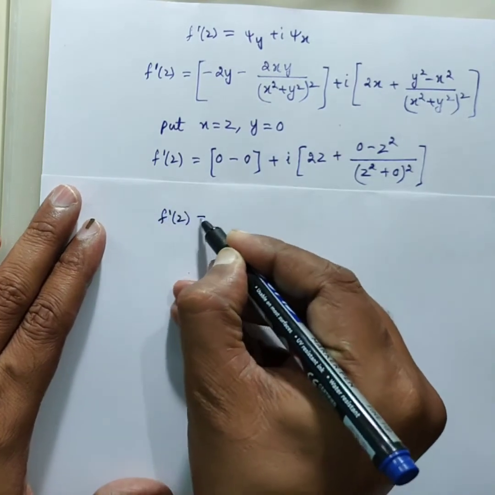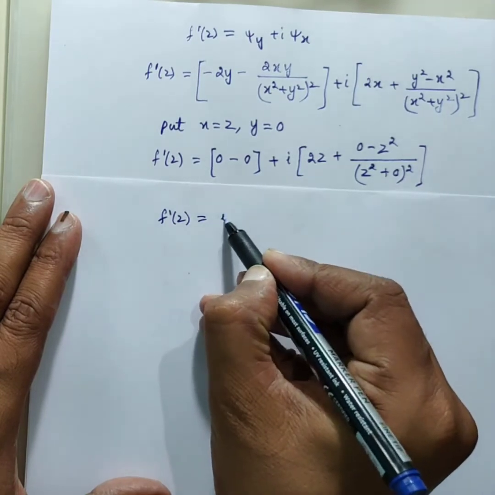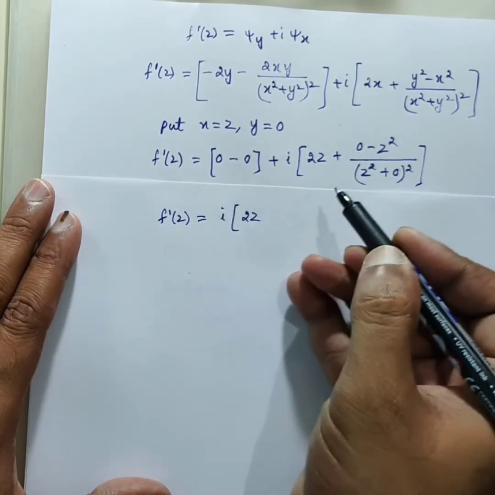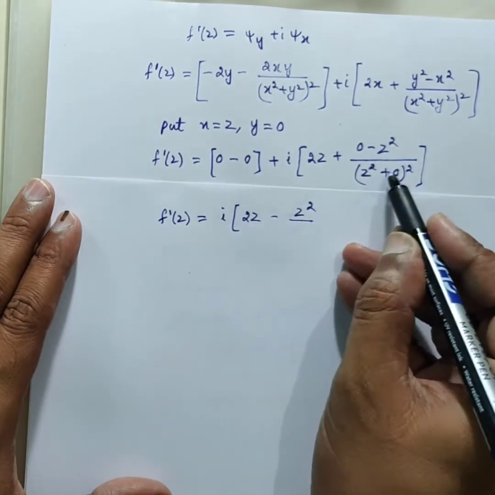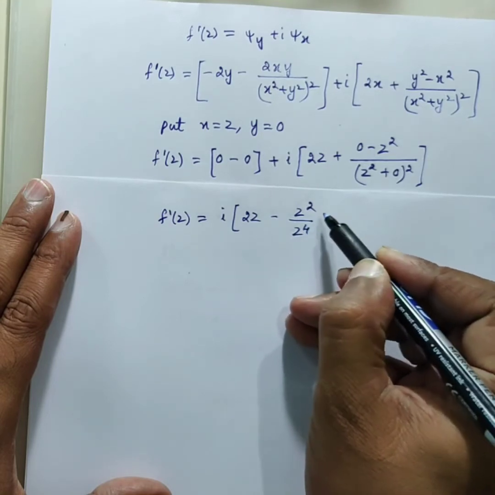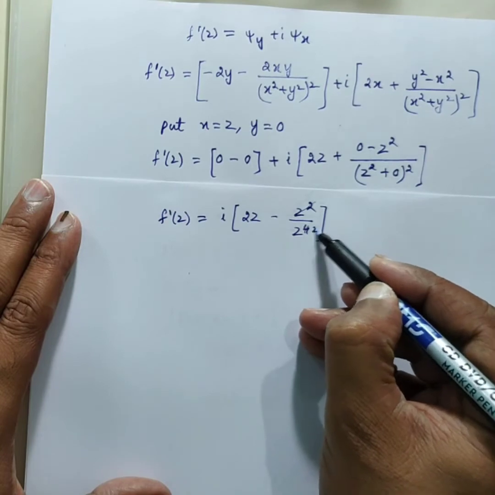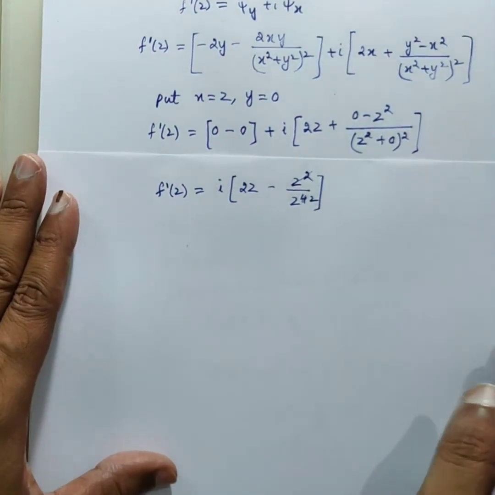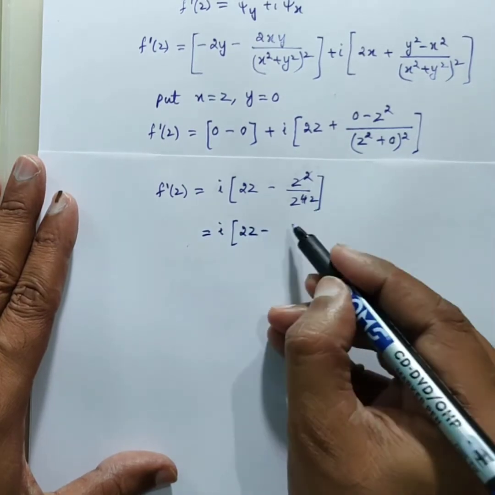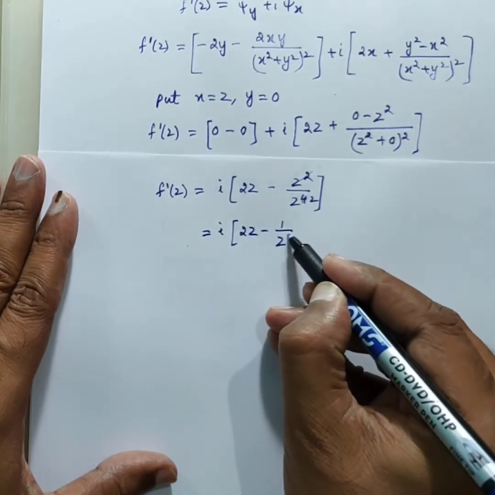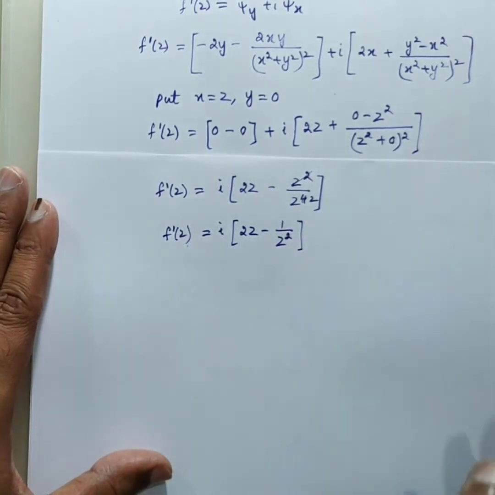So f dash of z will be equal to, this term becomes 0. You are left with i times 2z, and plus into minus will be minus, z square divided by z square whole square, which will be z power of 4. You can cancel this z square with z power of 4, and you will be left with z square there. So therefore you have i times of 2z minus, you are left here with 1 by z square. This is nothing but f dash of z.